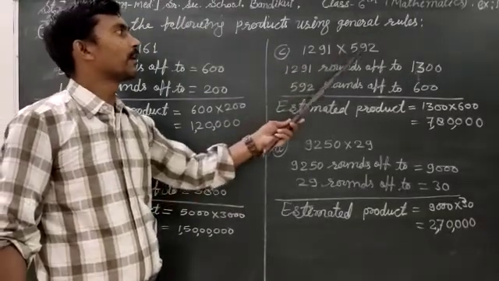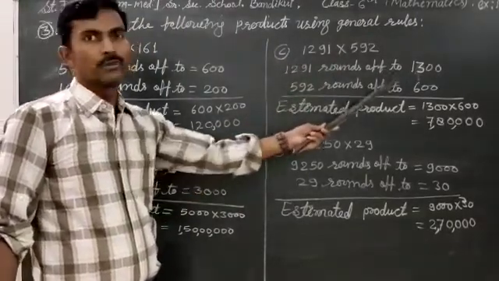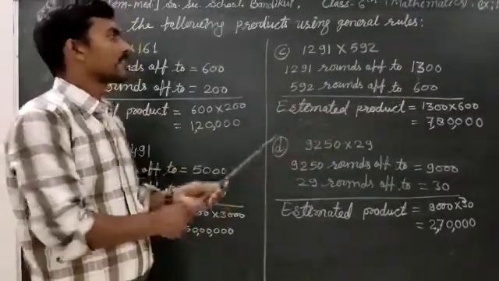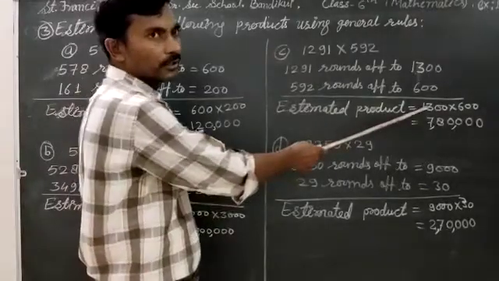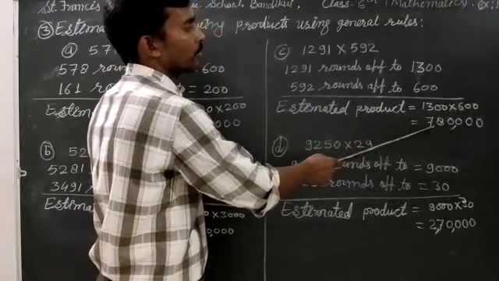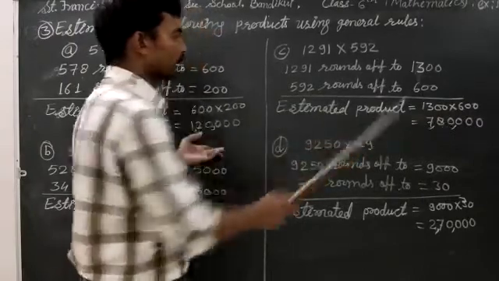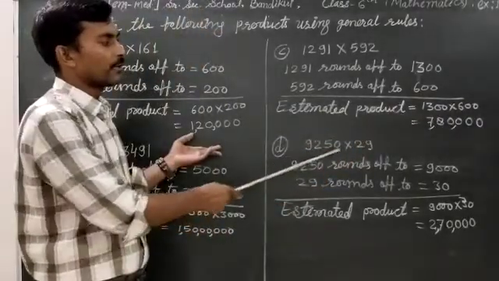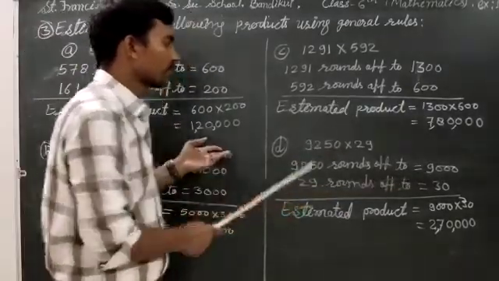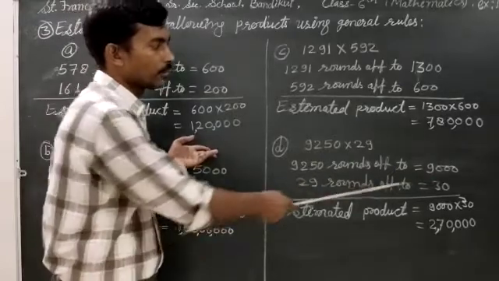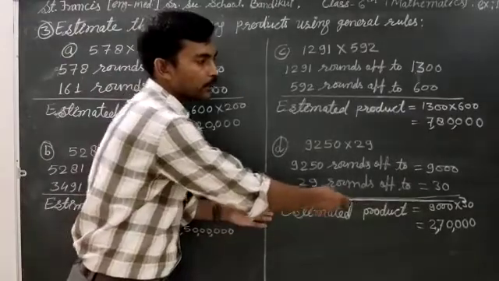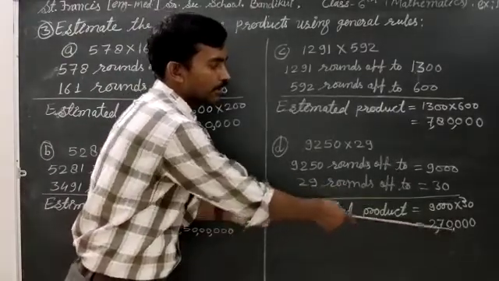1,291 into 592: 1,291 rounds off to 1,300 and 592 rounds off to 600. So the estimated product will be 1,300 into 600, 7,80,000. 9,250 into 29: the estimate of this is 9,000, and 29 rounds off to 30, so the estimated product will be 9,000 into 30 equals 2,70,000.